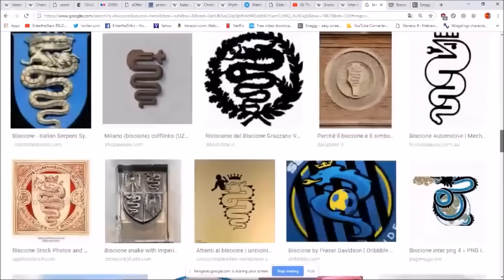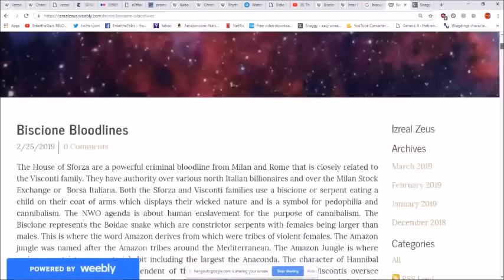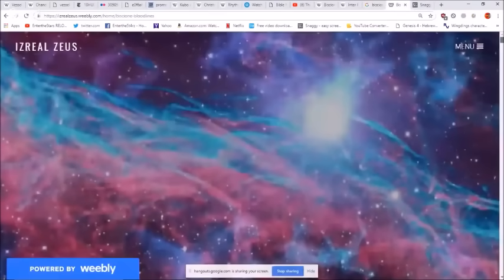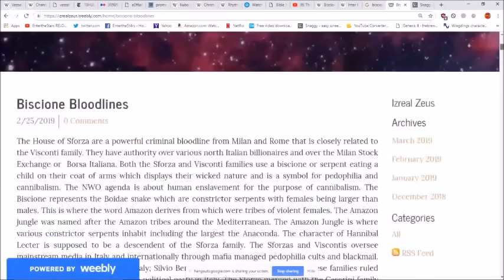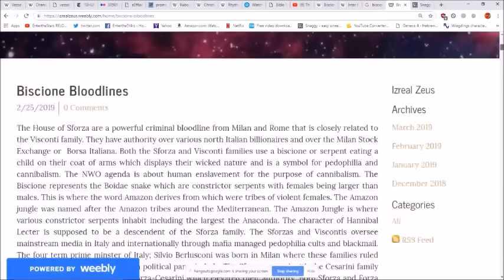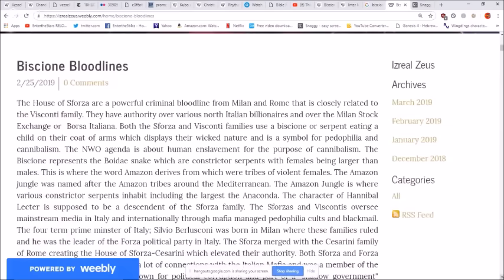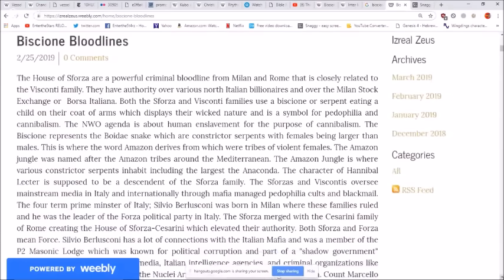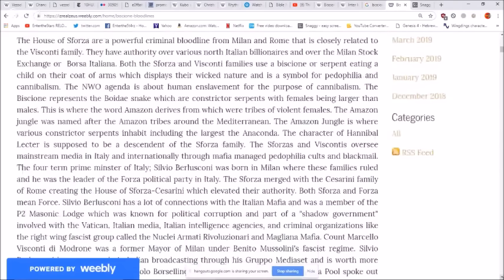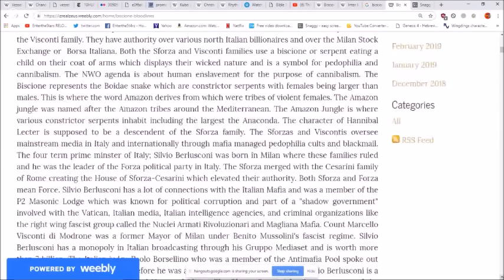I'm going to flash it on the screen very quickly because in this day and age, there's censorship and you're not allowed to talk about certain topics. Now, this is from Israel Zeus talking about the Bisconi bloodlines, how it is indicative to the Sforza and Visconti families. This is where we get into mob connections, where a serpent is eating a child on the coat of arms, displays their wicked nature. This article also talks about the media and how these bloodline families control the media. And in here, they actually mention Handy Sook, we're going to call it.